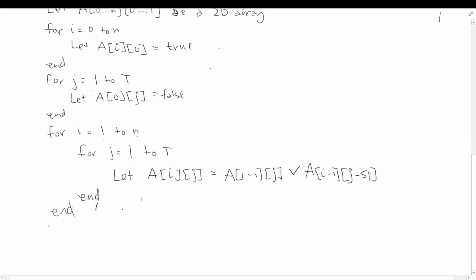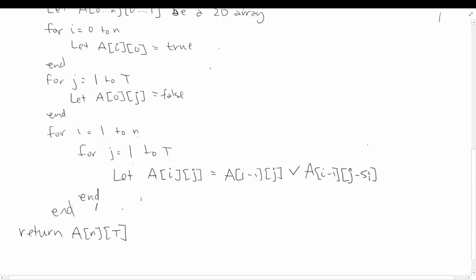So then what do we want to return? Well, our answer is just stored in the last location. It's either going to be a true or a false. And so we're going to return here A of n, t.